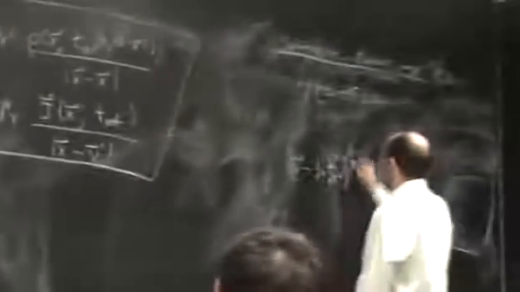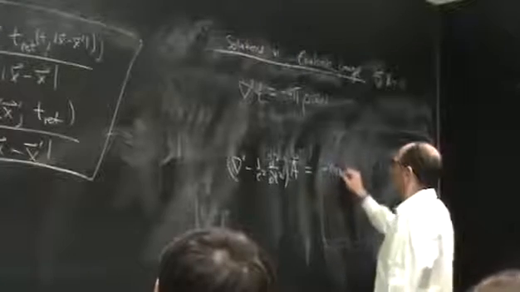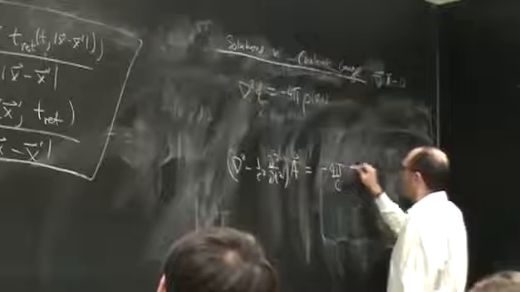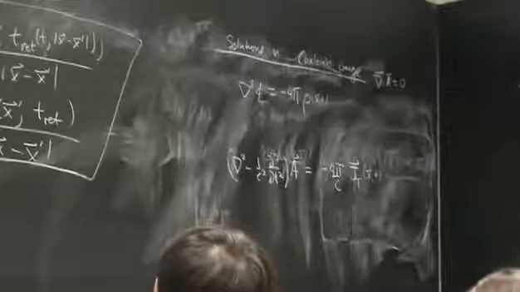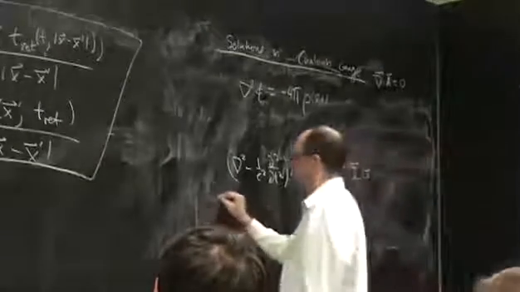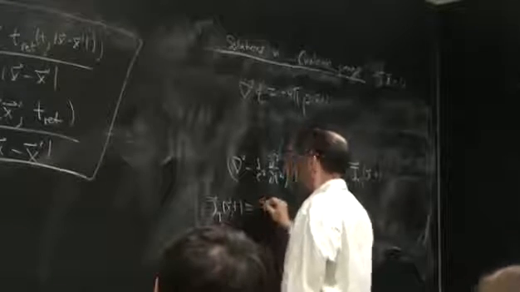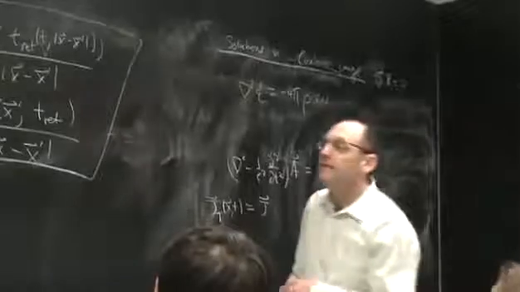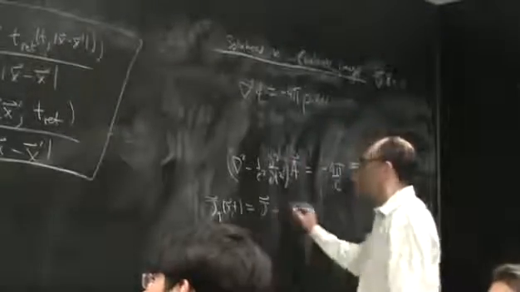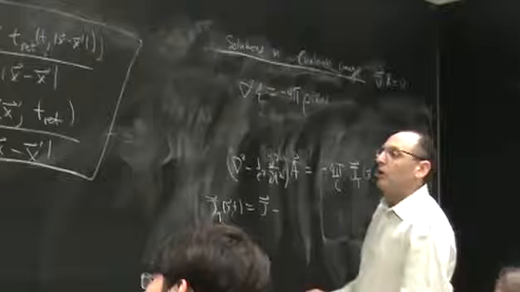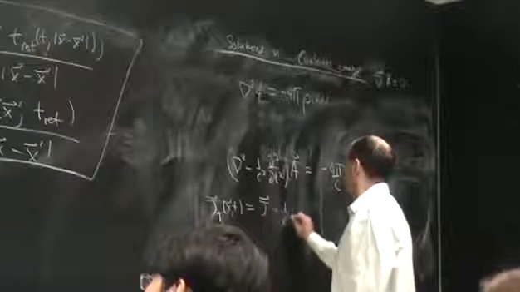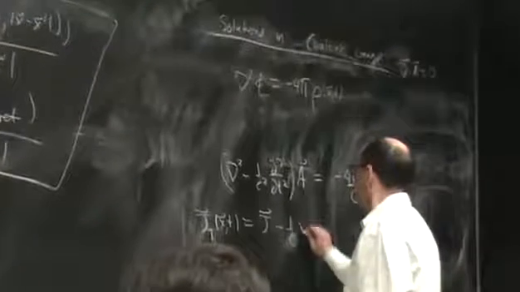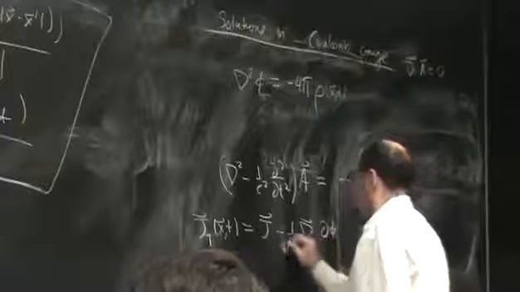del squared minus 1 over c squared d by dt squared of A is equal to minus 4 pi over c, something I'm going to call j_T, where j_T is equal to j, and if del dot A is 0, then it's minus 1 over 4 pi c gradient of d phi by dt.